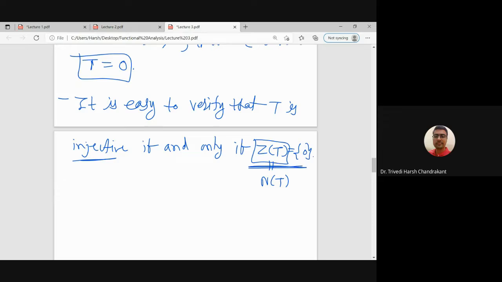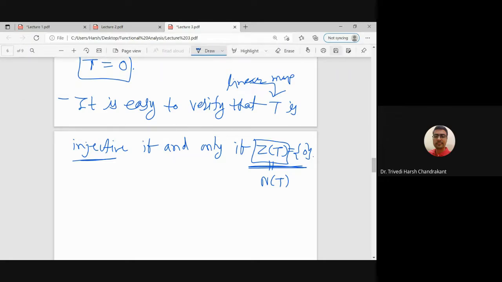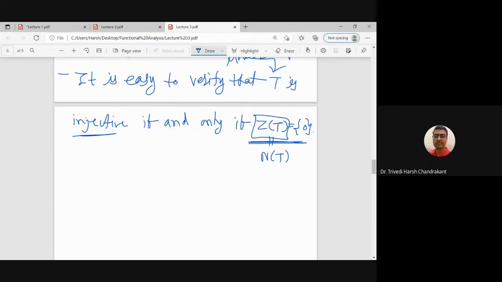Again, it is not mentioned here, but we are taking T to be a linear map. If we don't take T to be a linear map, then this result is not true. So linearity is useful in several places, and in this result also we are using that T is a linear map.